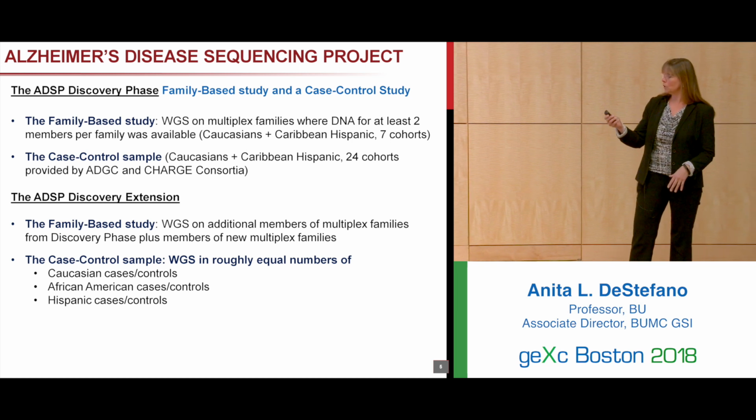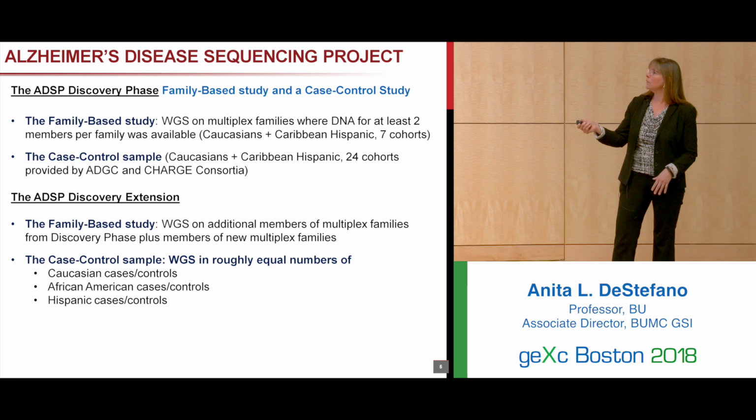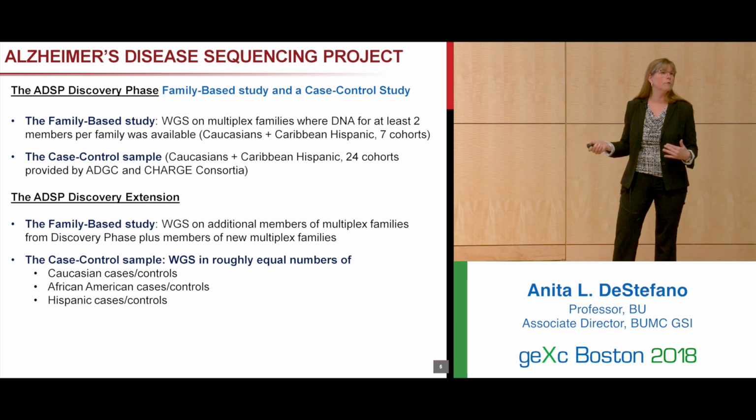So the next phase was the discovery extension. And let me also back up and mention that the family-based study was whole genome data. The case control sample in the discovery phase was whole exome. Once that phase was finished, it was determined that we should not pursue doing whole exome sequencing, and so everything after that is whole genome data.